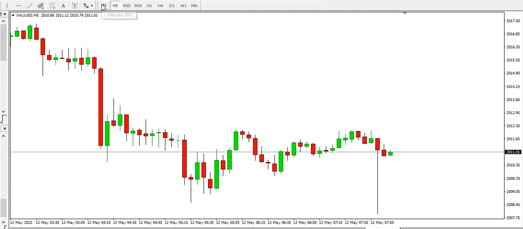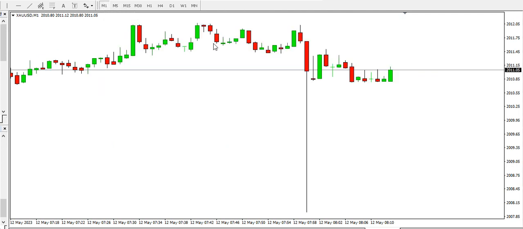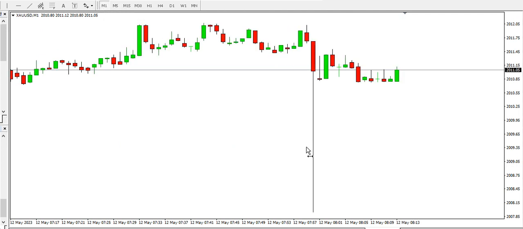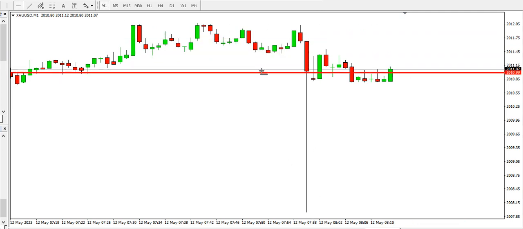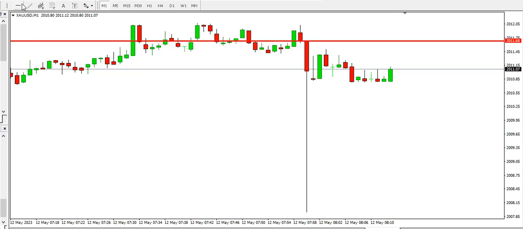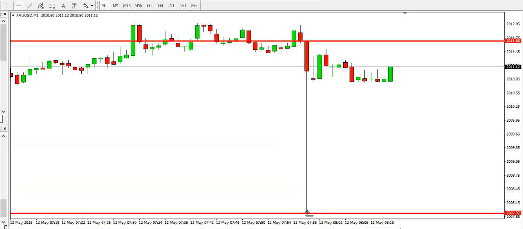On the 5 minutes time frame it is currently bearish. Look for selling opportunities. In the 1 minute time frame, we can see this long spike of candle to the downside. The spike, the candle itself, is how many pips?